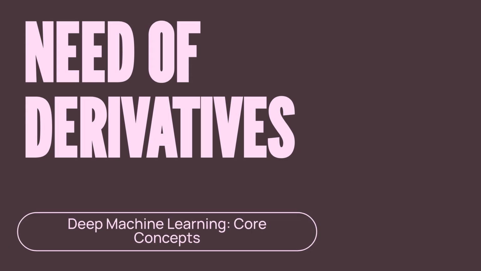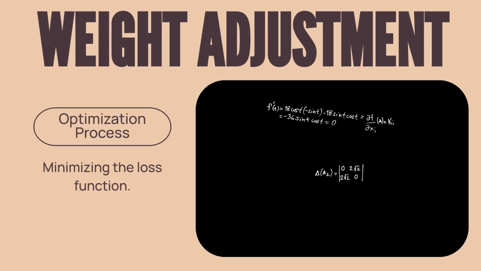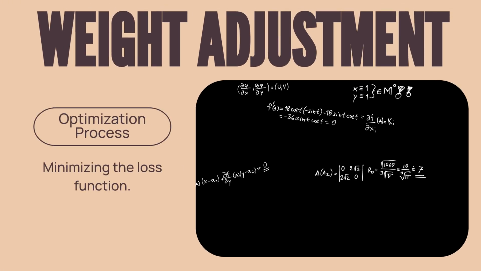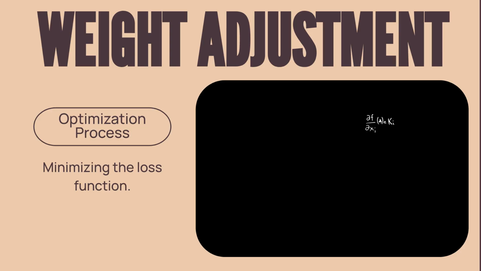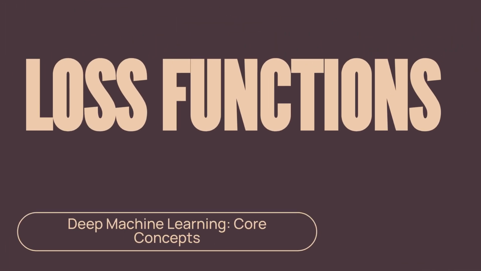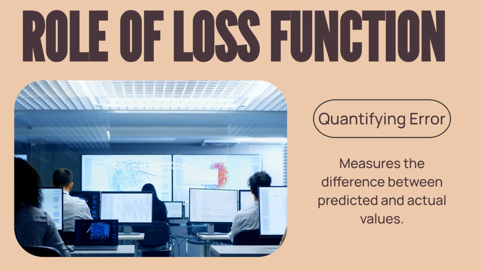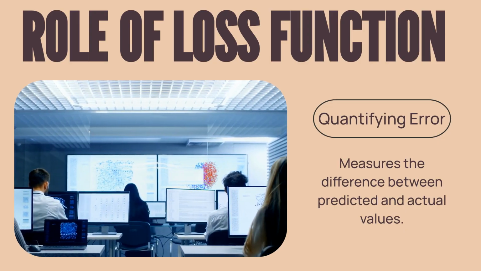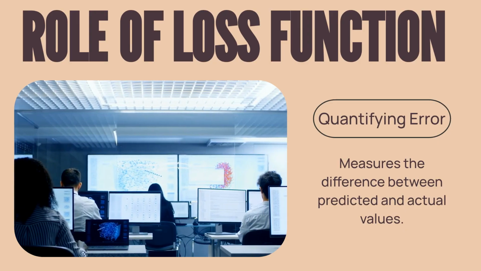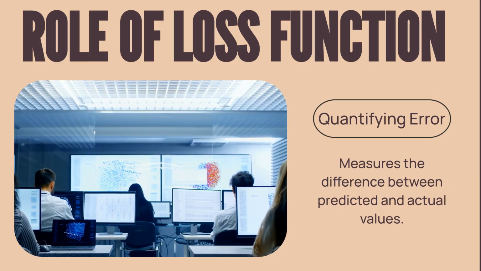Without derivatives, AI would be a static set of random numbers. With them, it becomes a system that can learn, evolve, and eventually reach near-perfect accuracy. By using these derivatives, we can effectively adjust the network's weights to minimize the loss and improve performance. Now let's talk about how we quantify the error in our predictions using loss functions. The loss function, or cost function, is crucial as it measures how well the model is performing by quantifying the difference between the model's prediction and the actual value.